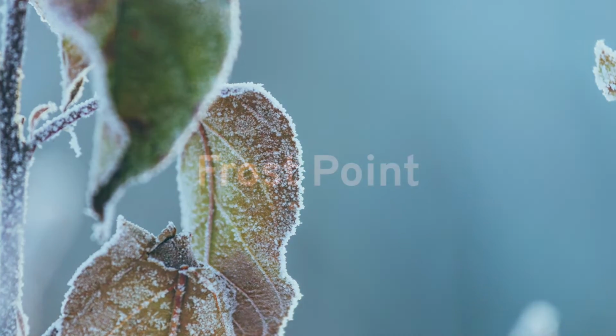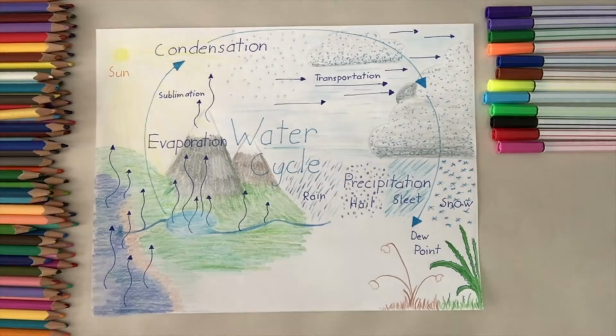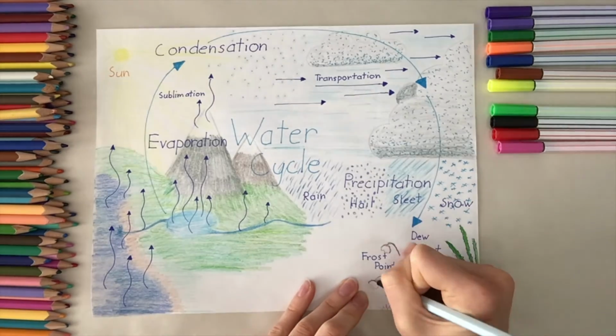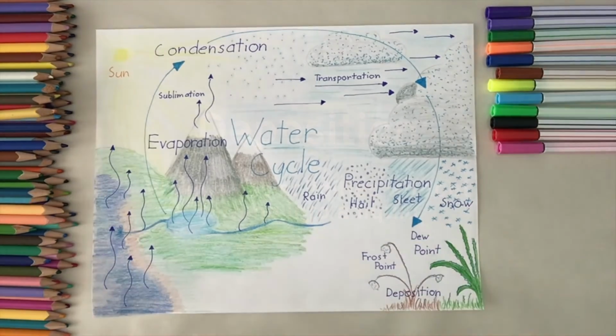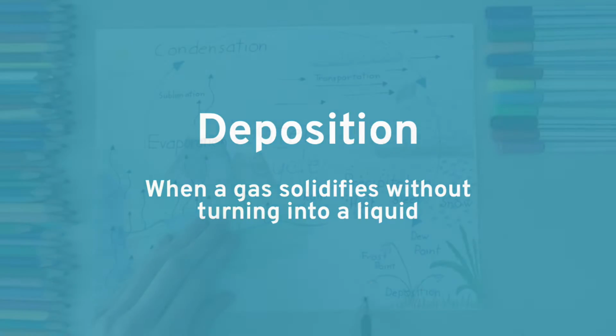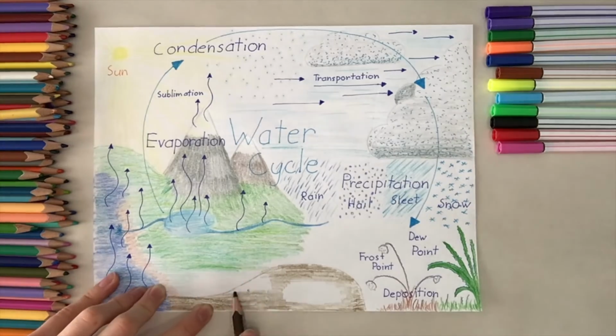Similar to the dew point is the frost point. This is when instead of turning from a gas to a liquid, water turns into a solid through a process called deposition. Remember we talked about sublimation earlier? Deposition can be thought of as the opposite of sublimation. Upon hitting the ground, there are different paths that water can take as it collects.